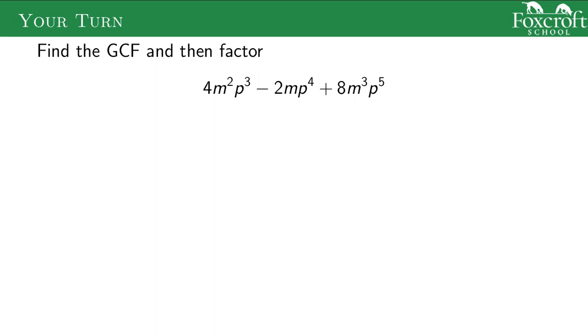All right, here's one for you to try on your own. Find the GCF and factor this expression. I'll show you the answer in 3, 2, 1. And here's the answer. The greatest common factor, they all are divisible by 2. They all share an m, and they all share p cubed. So 2m p cubed is the greatest common factor, and everything in parentheses is what's left over.